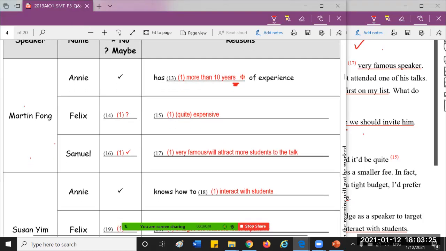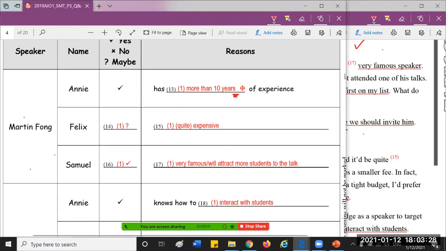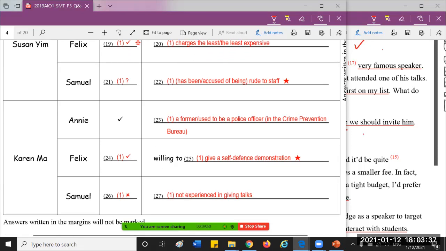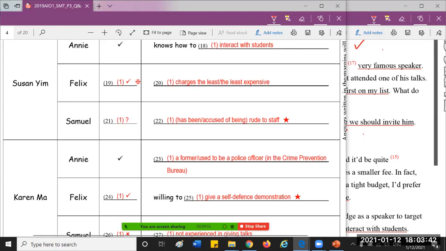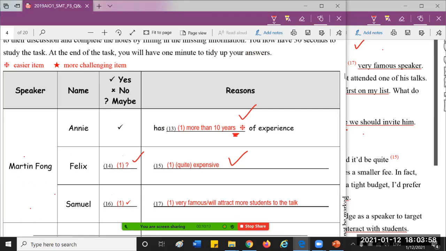So let's go to see, first of all, take the answer for number 13, number 14, number 15, and then we'll go to number 20. Number 20 is about Susan. Susan Yim, Felix thinks that charges the least or least expensive. Okay, charges the least or least expensive. So Felix prefers Susan more than the speaker above, which is Martin.